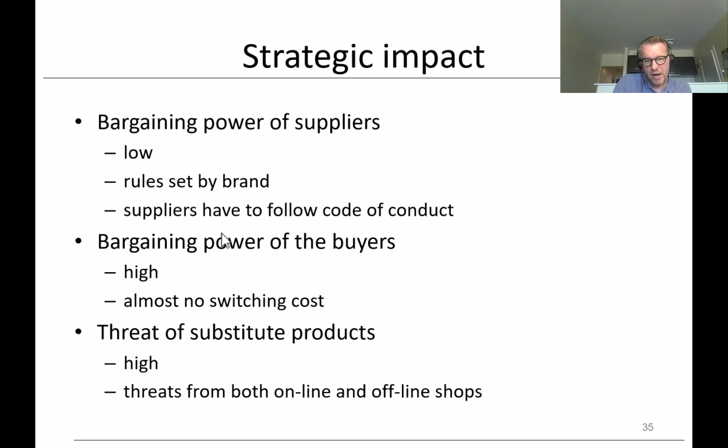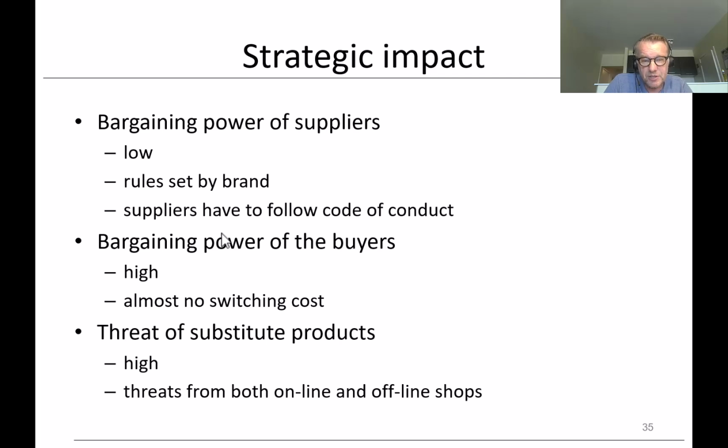Bargaining power of buyers is high because there's almost no switching cost. It's very easy to switch. Thanks to the internet, thanks to e-business, it's very easy to switch for a buyer to buy from Amazon. And if they're no longer happy with Amazon, they can go to Alibaba or any type of online retailer.